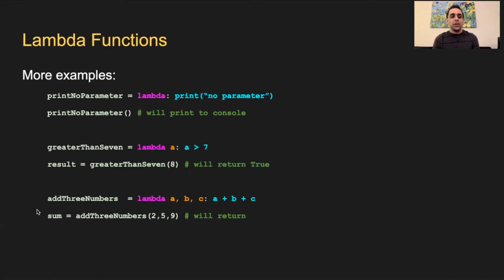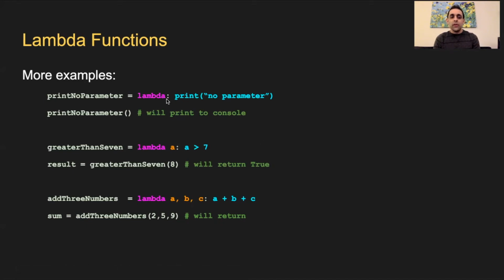All right, and then my final example that I have here is a case where I'm passing in more than one parameter. In this case, you want to separate your parameters with commas. So in this case, my parameters are A, B, and C. And then my function simply adds A, B, and C together, and that's to return a value from my lambda function. So in this case, if I call add 3 numbers with 2, 5, and 9, that should return the correct answer, which in this case would be 16.